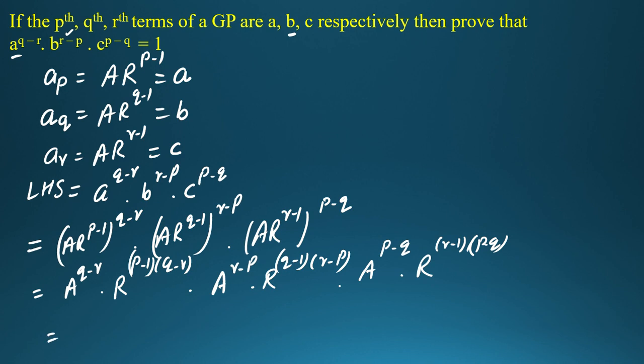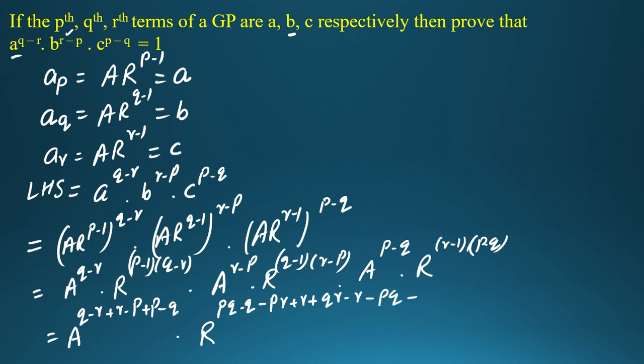So it is all powers of a will be added together: q minus r plus r minus p plus p minus q, and the power of r also will be added after multiplying all the brackets. So it will be pq minus q minus pr plus r plus qr minus r minus pq plus p. I am just multiplying all the brackets of r, okay, powers. So plus rp minus p minus qr plus q.